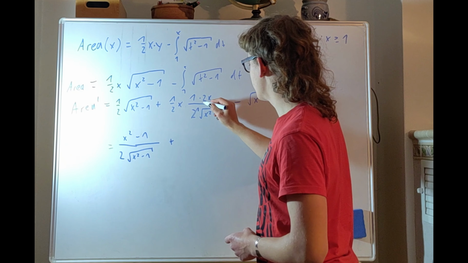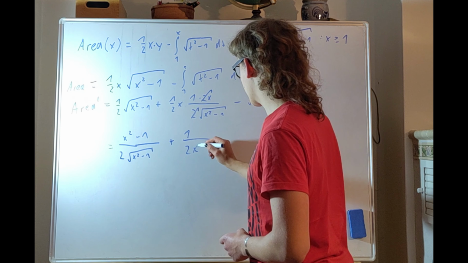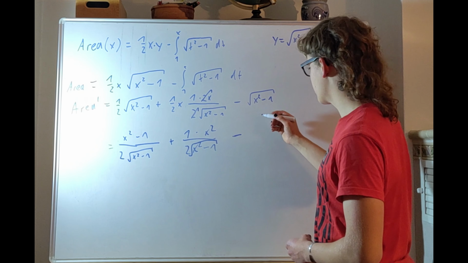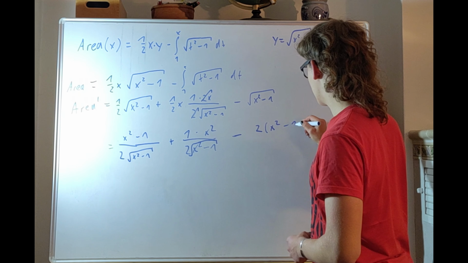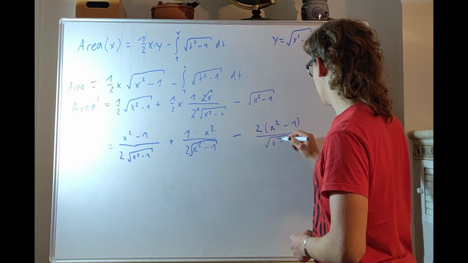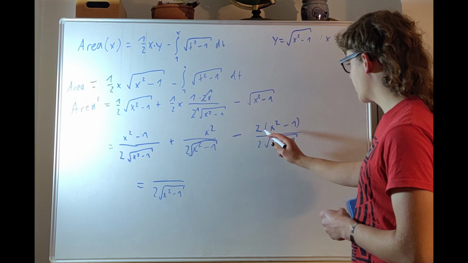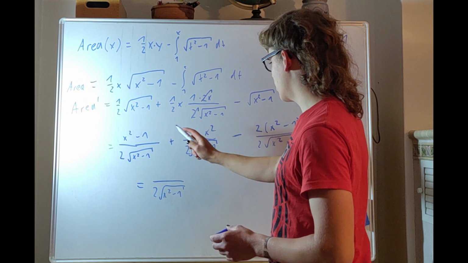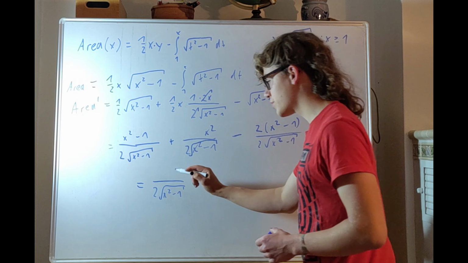And for the next part, these two cancel, so we still have 1 over 2x squared minus 1, but this times x squared. This will just become 2 times x squared minus 1 over square root of x squared minus 1. So we get 1x squared, 2x squared, and here we have negative 2x squared, so there are no x squared at the top. And we have negative 1, nothing, and plus 2, so this is 1.